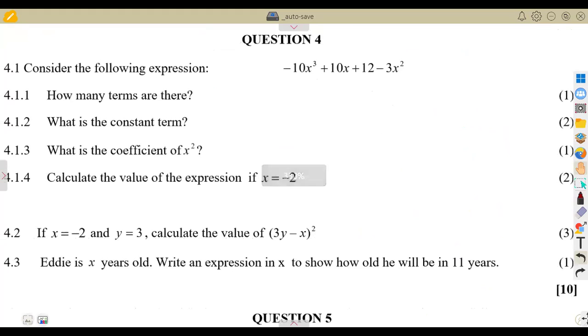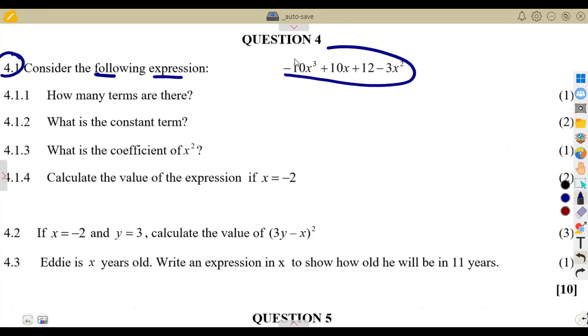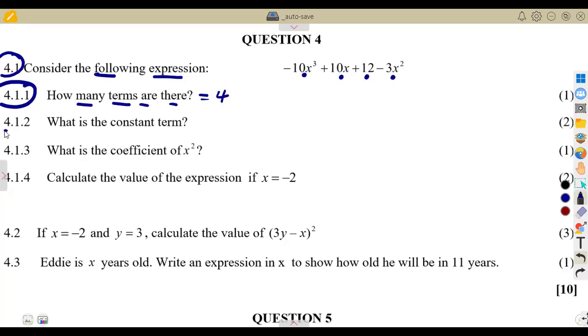All right, question number 4, we are given, consider the following expression. This is the expression that we are given: minus 10x to the exponent of 3 plus 10x plus 12 minus 3x squared. 4.11, how many terms are there? The terms that are being combined, how many? 1, 2, 3, 4. So there are 4 terms. You count each and every term that is there.